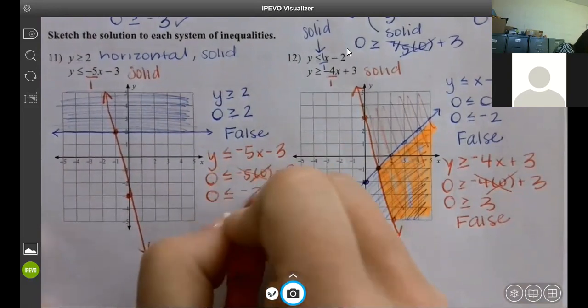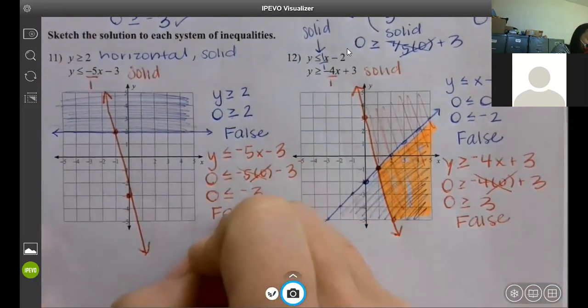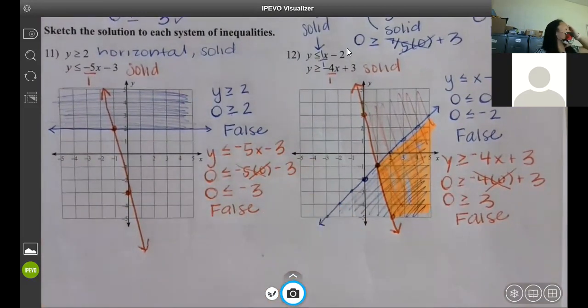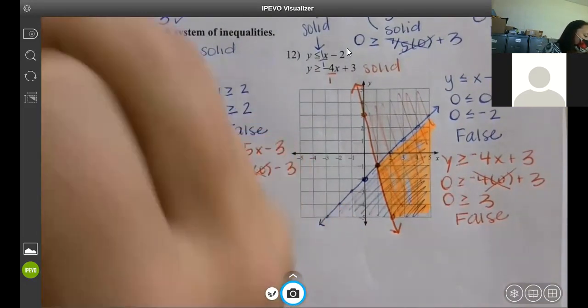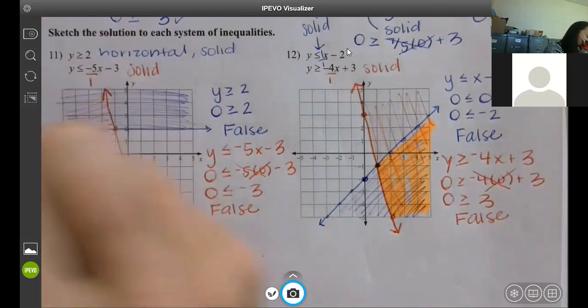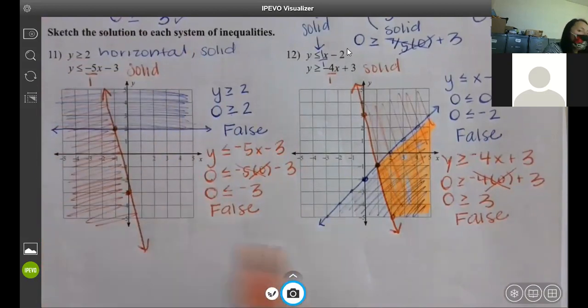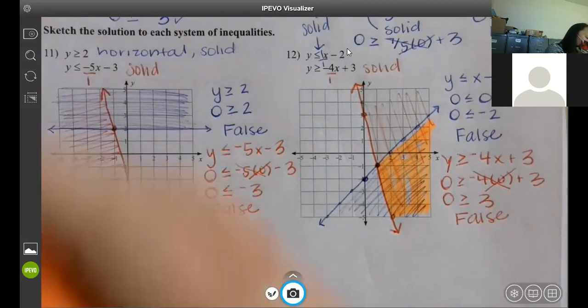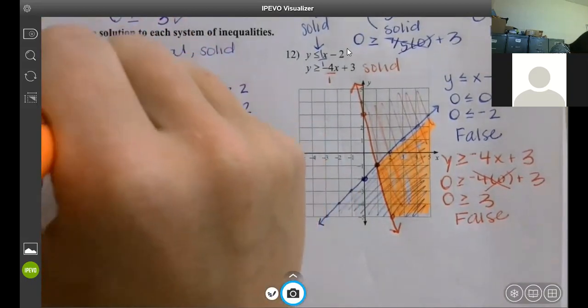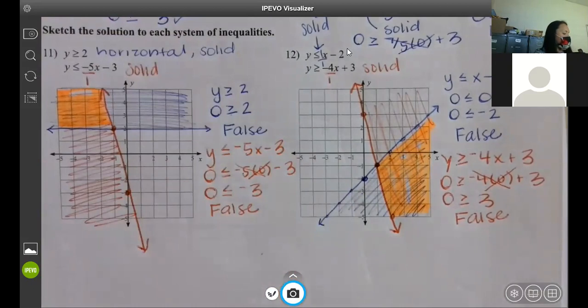Is 0 less than or equal to negative 3? Try again. Negative 3. Yeah, so negative 3 is false. So don't shade 0, 0. We're going to shade this side. And then again, where they overlap, this top corner up here is where your actual solution is. Any questions? So again, same thing we did yesterday. All right, when you're done with that one, flip it over.